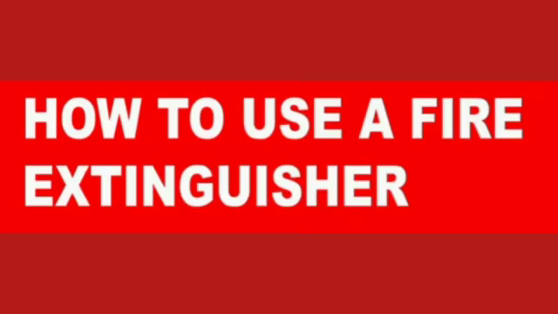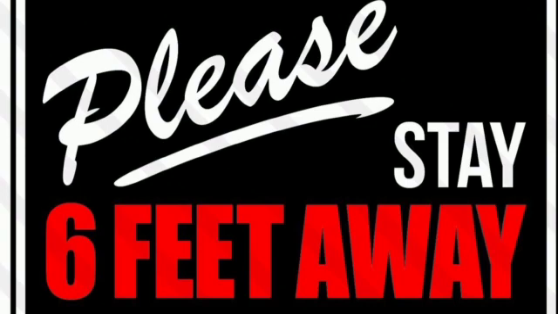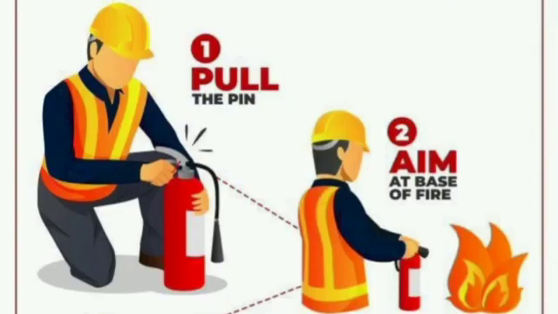How to use a fire extinguisher in case of emergency? Step 1. Exit out of the building. Step 2. Stand 6 feet away from the fire. Step 3. You must know the PASS method.